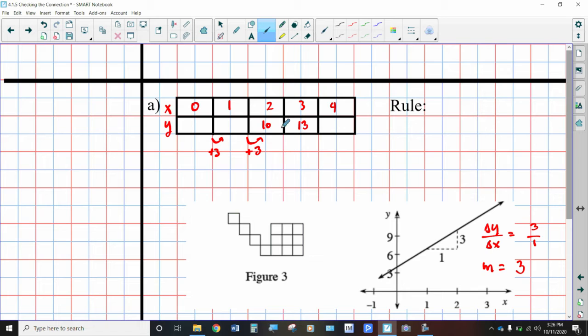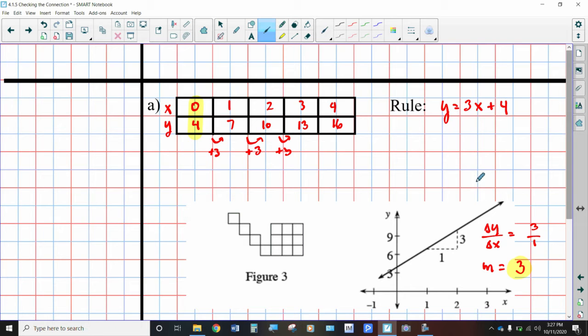So that means this must have been 10 because that's 13 and it grew by 3, correct? And this has to be 16, so that means that this would have been 7 and this would have been 4. So now we've got our y-intercept and our growth rate, so we can now write the rule. The rule is y equals 3x plus 4.